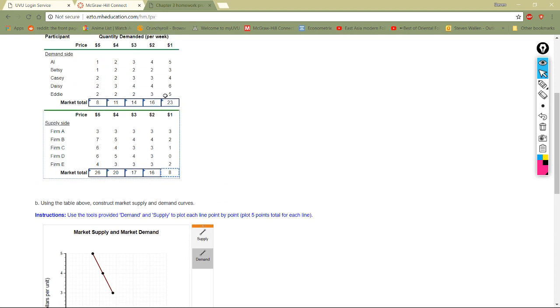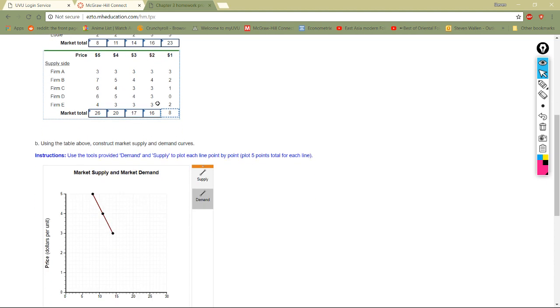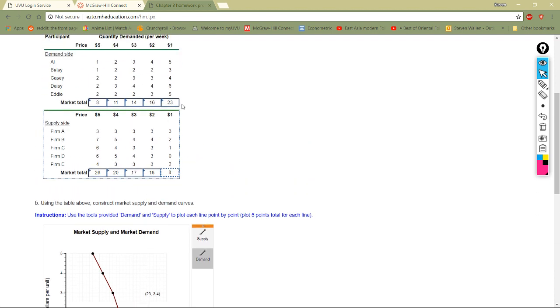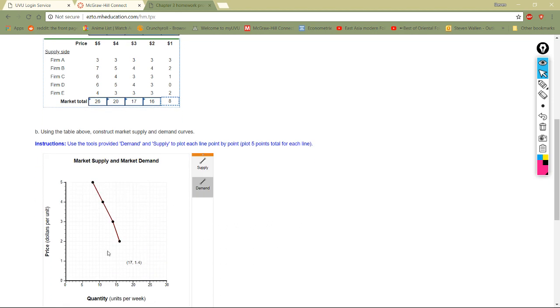Just take your time on this. Make sure you're doing it right on the graph. At $2, 16, so we just go to 2, and then we go all the way over to 16. And then at 1, everybody wants it at 1. It goes to 23. Just like that. Okay. Then let's do our supply.